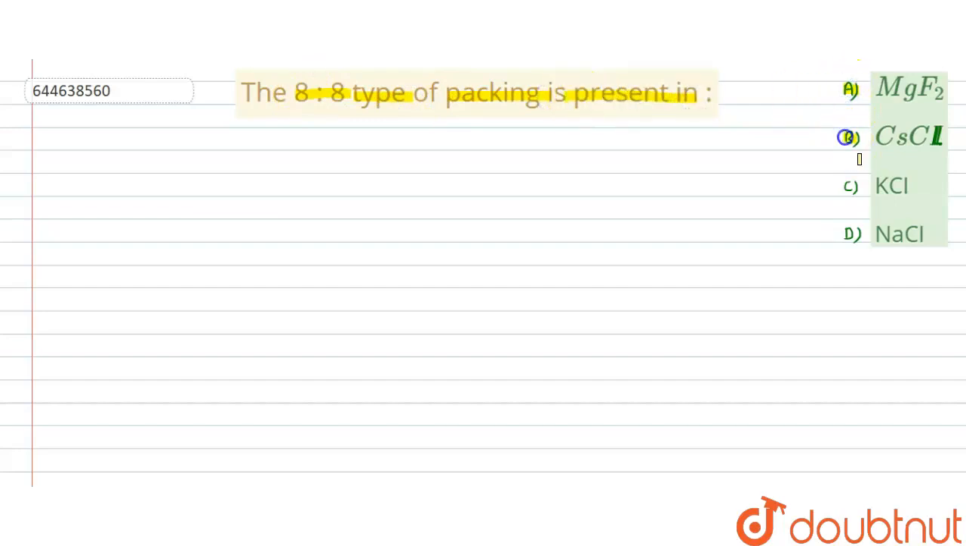Hello student, the given problem is: the 8:8 type of packing is present in which of the following? So first we write all the examples which consist of 8:8 type of packing. So here we write all the examples which contain this. These are CsBr, CsI, TlBr, TlI, and majorly CsCl.